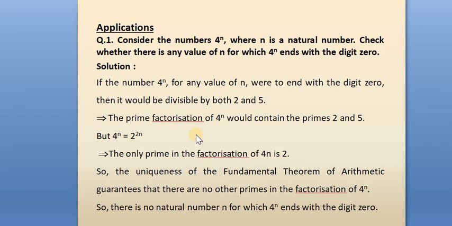Because the fundamental theorem of arithmetic states that the prime factorization of a number is unique. It means that 4 cannot have any prime factor other than 2. It cannot have a prime factor 5, so the number will not end with the digit 0. So we can write like this. The prime factorization of 4 is 2 and 2. Therefore, 4 to the power n can be written as 2 to the power 2n. It does not have a prime factor 5. Therefore, 4 to the power n will not end with the digit 0.